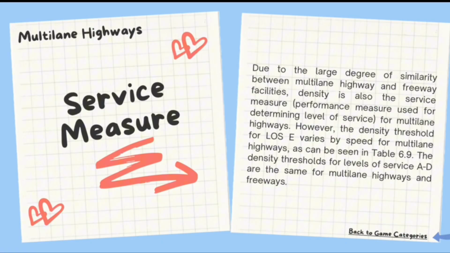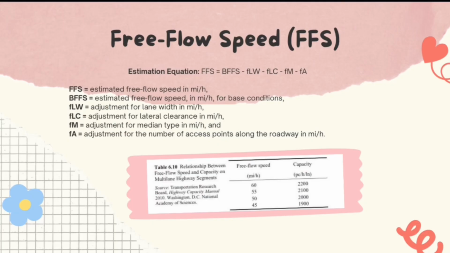The next one is service measure. Both multi-lane highways and freeways use density as the service measure. That's the number of vehicles per mile per lane. It helps determine the level of service. For multi-lane highways, the density limit for LOS E changes with speed, but for LOS A to D, it's the same as freeways.